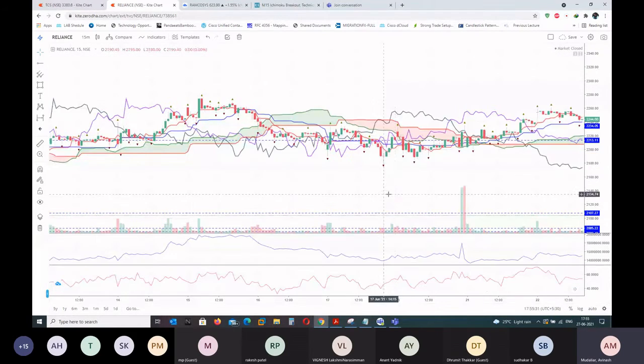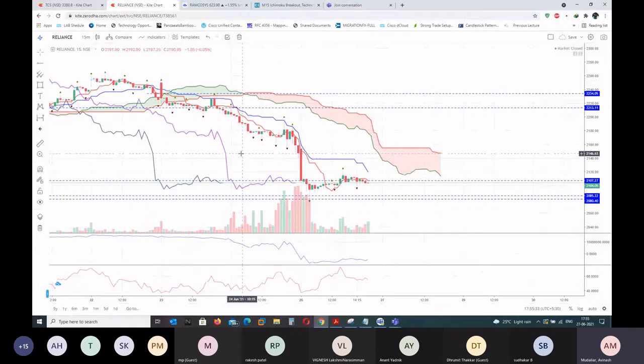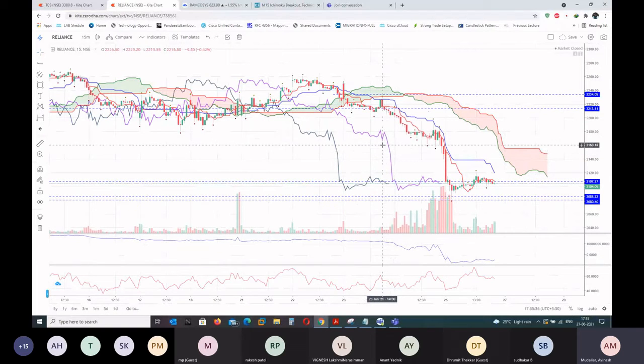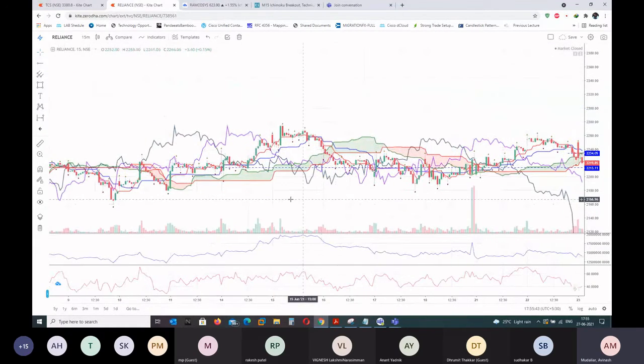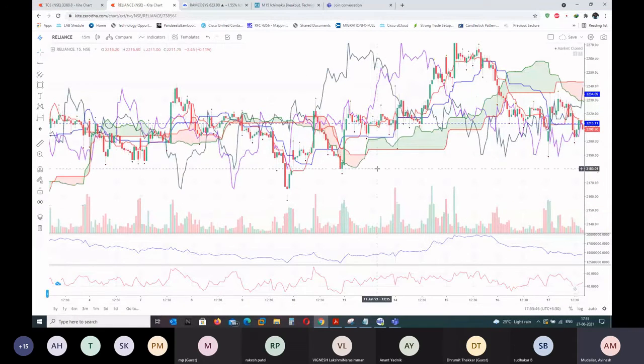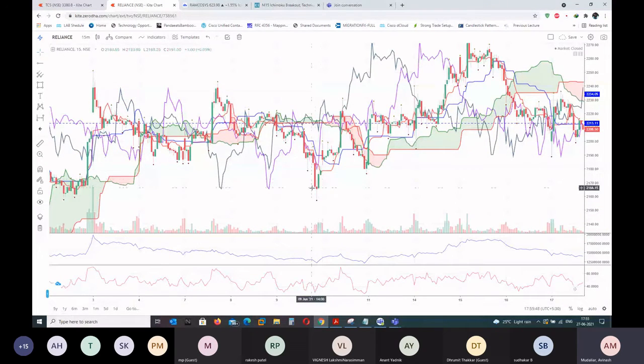So basically you need to look at everything in the picture. You need to take everything into consideration. You should not simply blindly trade the crossovers. If you do, you will end up on the losing side. For example, here it is totally sideways.